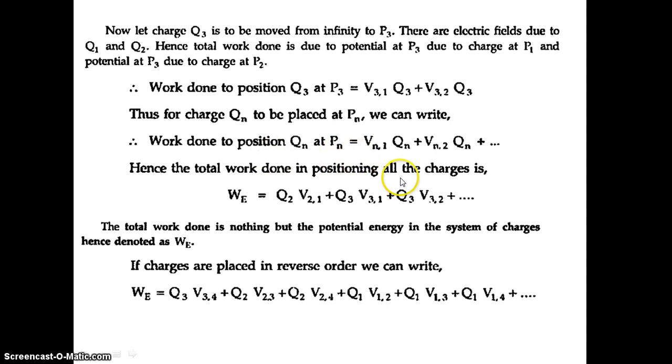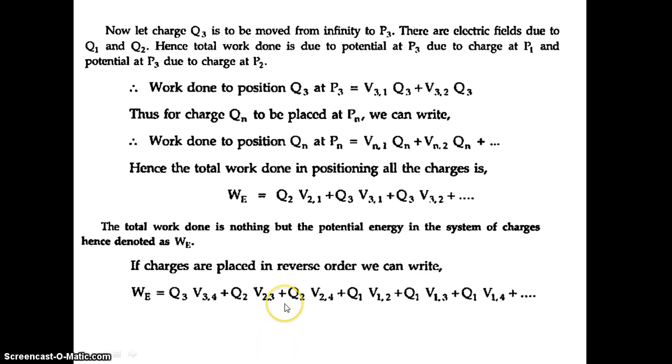Hence the total work done in positioning all the charges, if you add all these W1, W2 up to Wn, you will have We equal to Q2 V21 plus Q3 V31 plus etc. This total work done is nothing but the potential energy in the system of charges, hence denoted as We. Now we consider the case where the charges are placed in reverse order. That means first the charge Qn is placed, next Qn minus 1, then Qn minus 2. Like that, in reverse order, the charges are being placed. Finally the charge Q1 is placed.